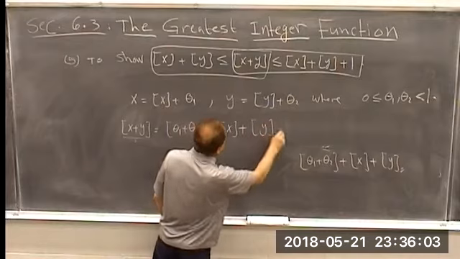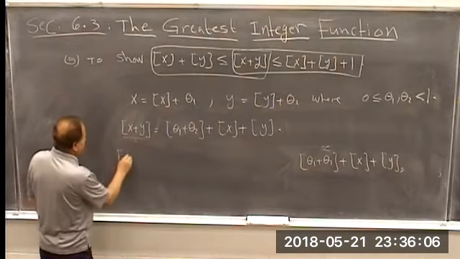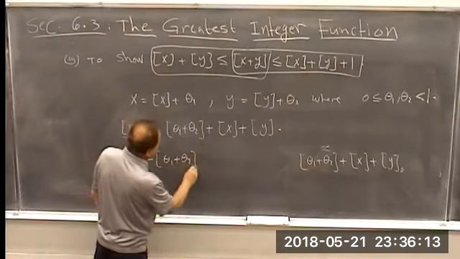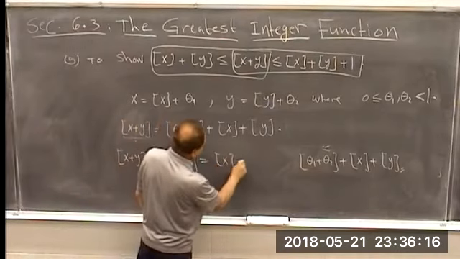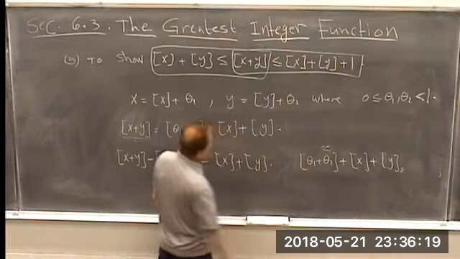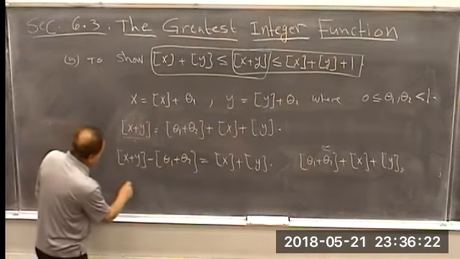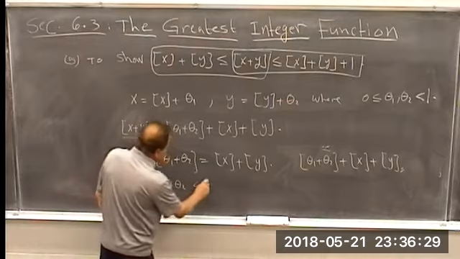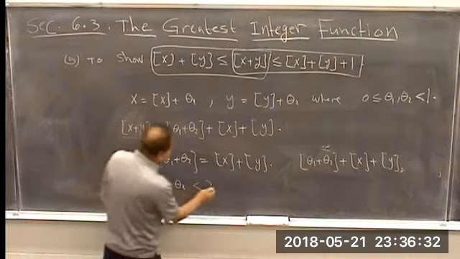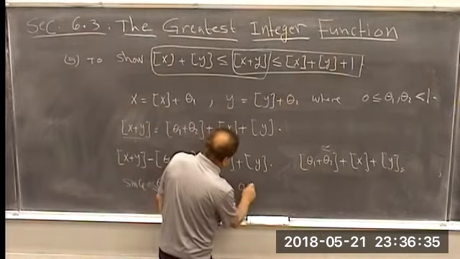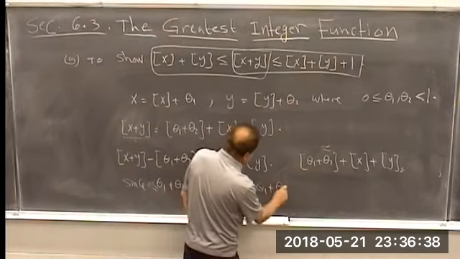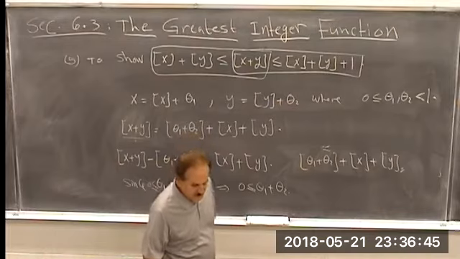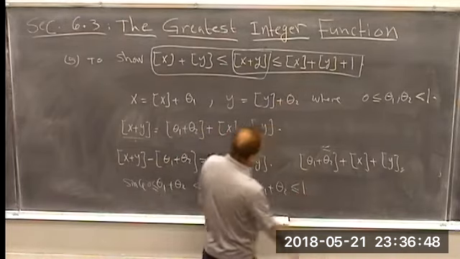Well, let me move this to this side. So we have x plus y minus theta 1 plus theta 2. This is equal to x plus y. Now, since we have theta 1 plus theta 2, remember this one is less than 2, and this is bigger than or equal to 0, so definitely we have 0 less than or equal to theta 1 plus theta 2. And this could be less than or equal to 1, all right?